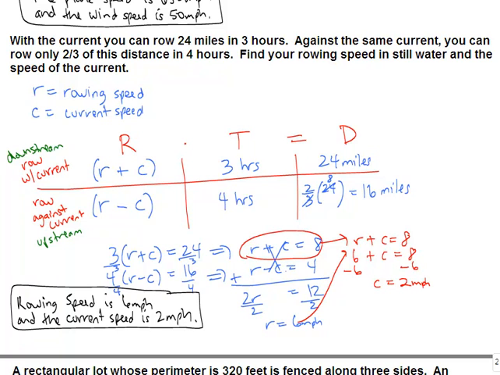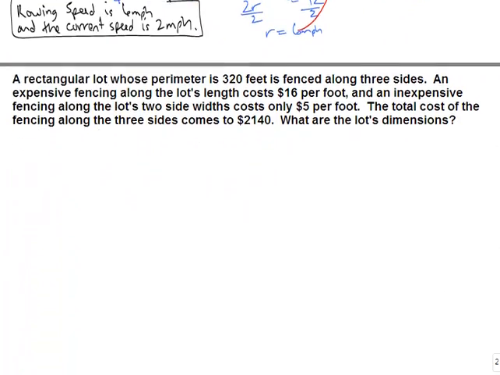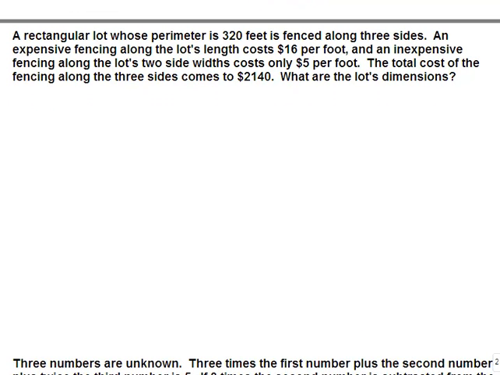Alright, we're going to do one more 2x2 system problem, and this one is kind of a geometry application. So we have a rectangular lot whose perimeter is 320 feet, and it's being fenced along 3 sides. An expensive fencing along the lot's length costs $16 per foot, and an inexpensive fencing along the lot's 2 side widths costs only $5 per foot. The total cost of the fencing along the 3 sides comes to $2,140. What are the lot's dimensions?